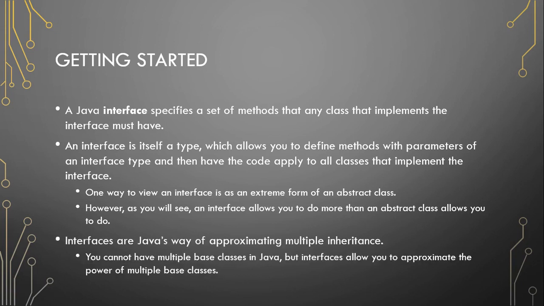Now, another way to look at this is that interfaces are Java's way of approximating multiple inheritance. You can't have multiple base classes in Java, but interfaces kind of allow you to approximate the power of multiple base classes. If we think back to the beginning of the year, whenever we looked at derived classes and base classes, we always would have one base class followed by multiple derived classes. So this is kind of Java's way of working around that.